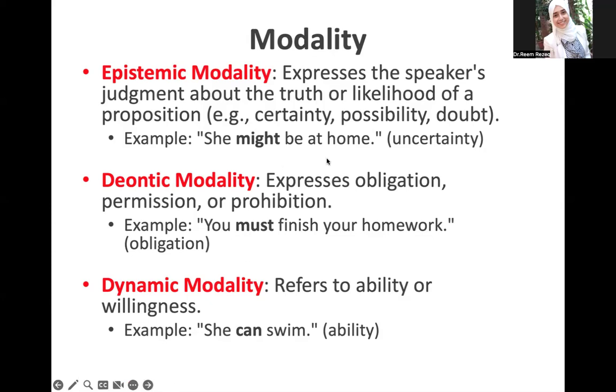Moving to deontic, it means obligation, permission, or prohibition. For example, you must finish your homework. It's obligation, amr. You must finish your homework. There is no doubt about it. But when we say she might be at home, there is something that we are not sure about. Dynamic modality. She can swim. She can swim. This is regarding the ability here. So she can swim. تستطيع أن تسبح.